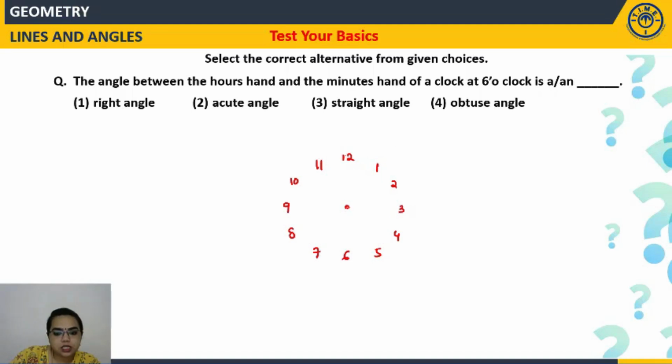At 6 o'clock what happens? Right here? What do you see? The hours hand and the minutes hand. What do you think is the angle between these two? These two form a straight line. Yes or no? Yes. So the angle in between them is 180 degrees, which is a straight angle. Isn't that easy? Just try to visualize your clock at 6 o'clock. How does it look? It looks somewhat like this. So that angle is a straight angle. You can see it is there in choice 3. That is your correct answer. Okay, right. Let's move ahead.